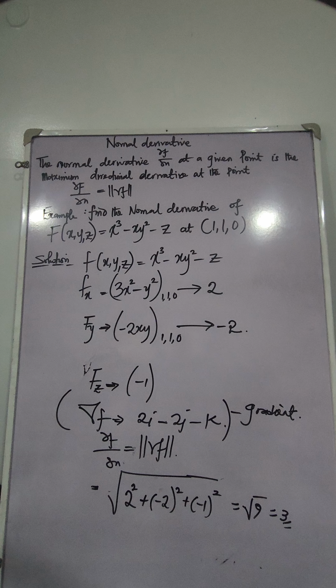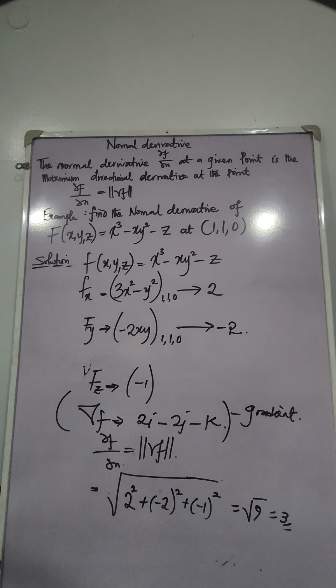Today we are looking at the normal derivative of a function. We said that the normal derivative, the f_n, at a given point is the maximum directional derivative at that point. And so we said the f_n is this directional derivative.